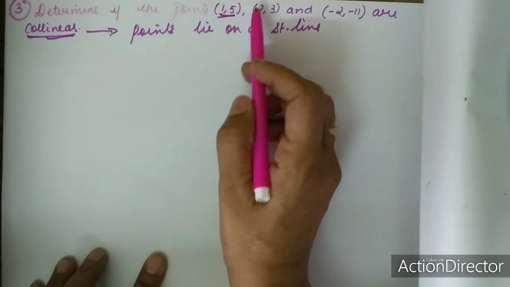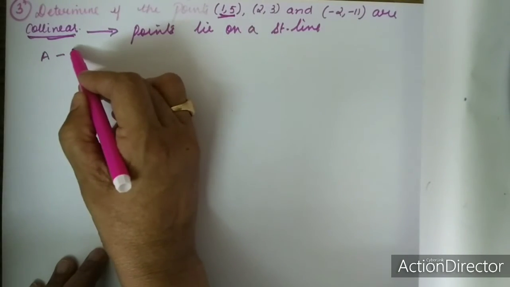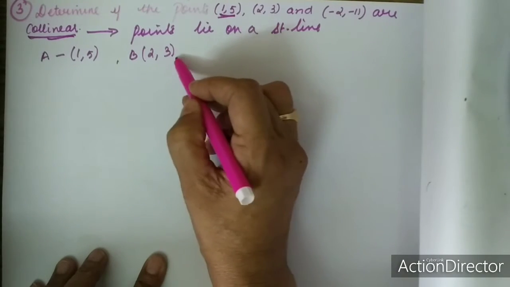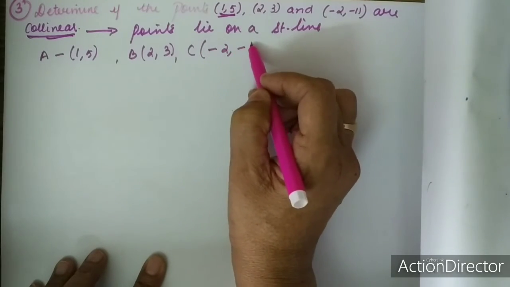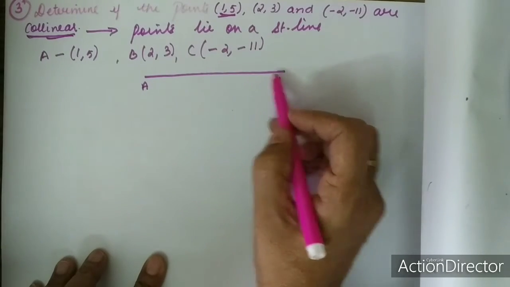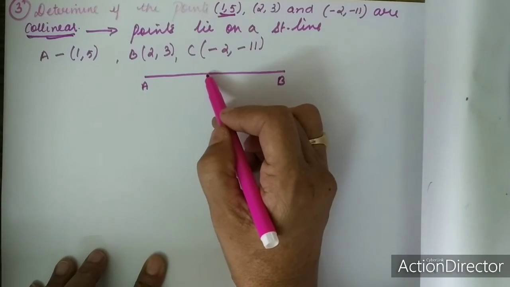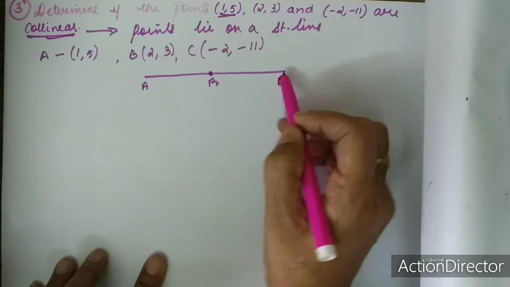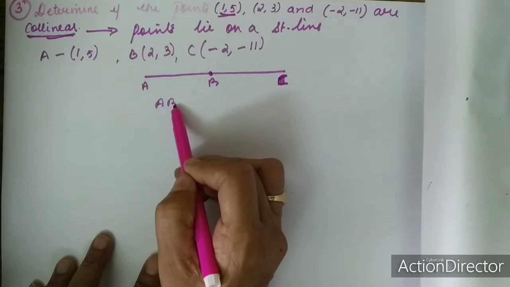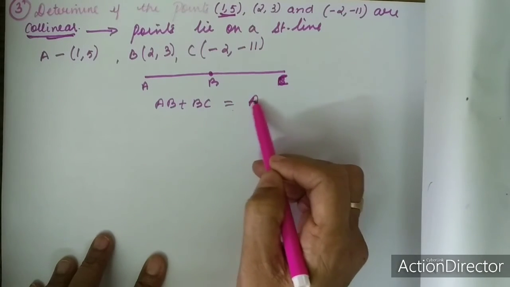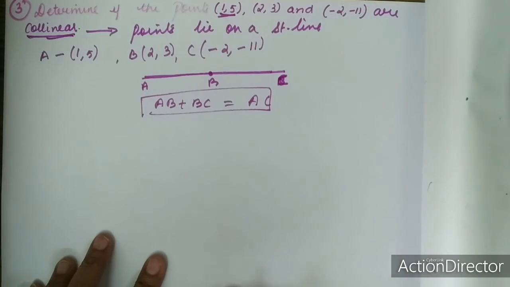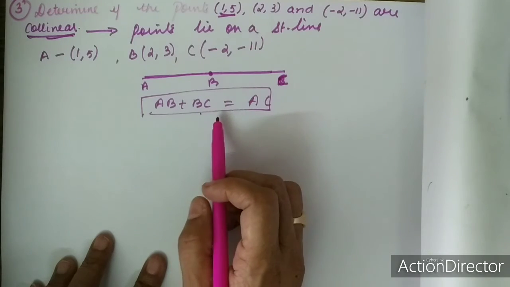So let us consider 1, 5 to be A. Let A be the point 1, 5 and B be 2, 3 and C be minus 2, minus 11. Suppose you draw a line segment like this, this is A, the middle point is B and this is C. Consider this is a line. If this is a line, then we have to show that AB plus BC should be equal to AC. If this is true, only then the points will lie on a straight line. If you are not able to prove this, then these 3 points are not collinear.